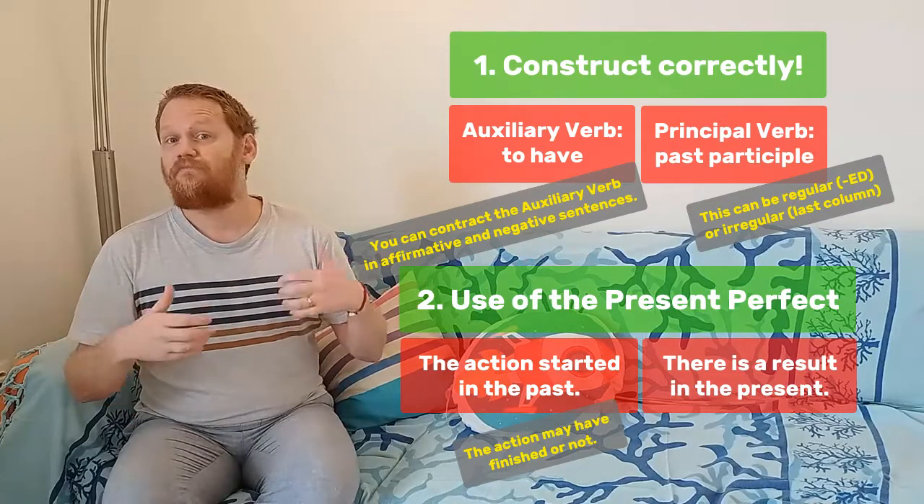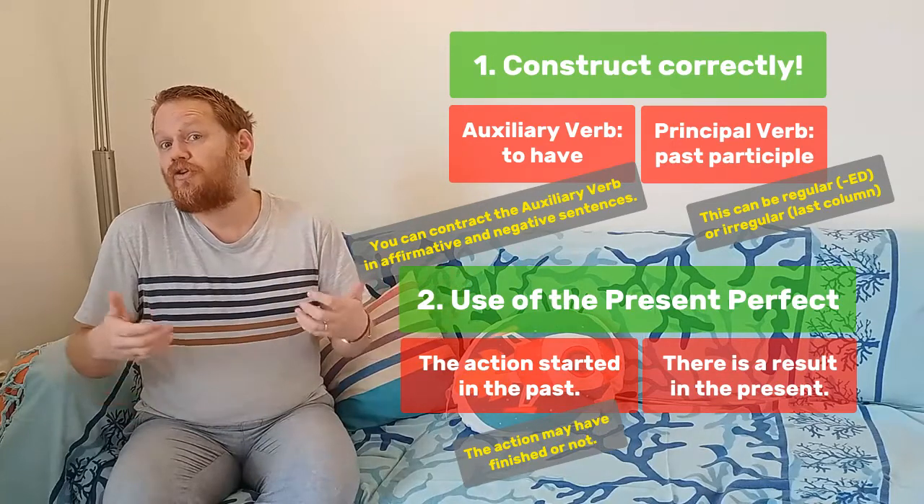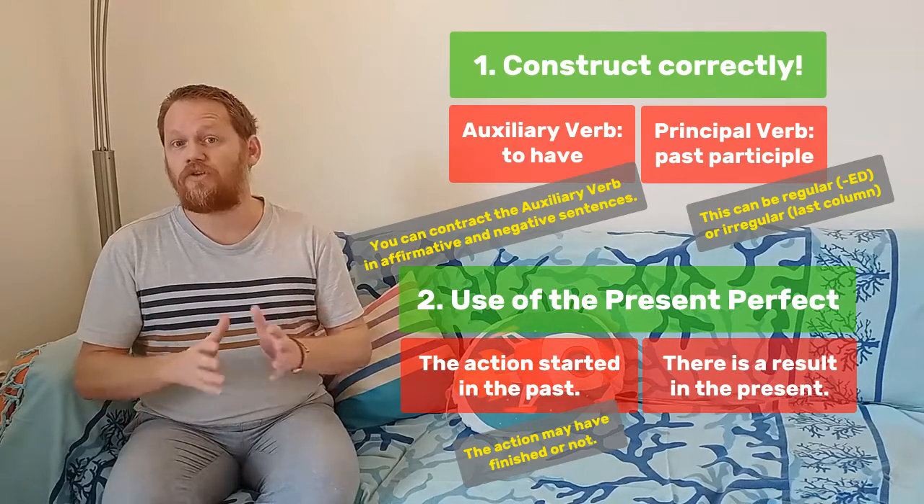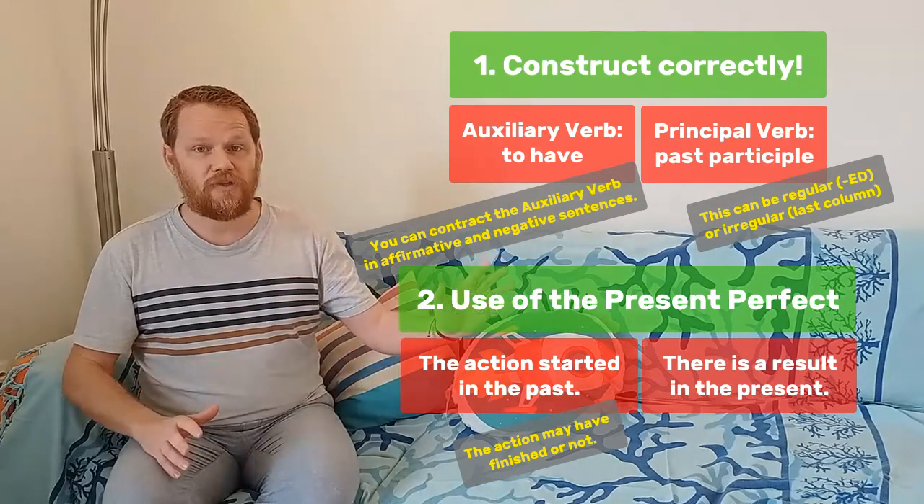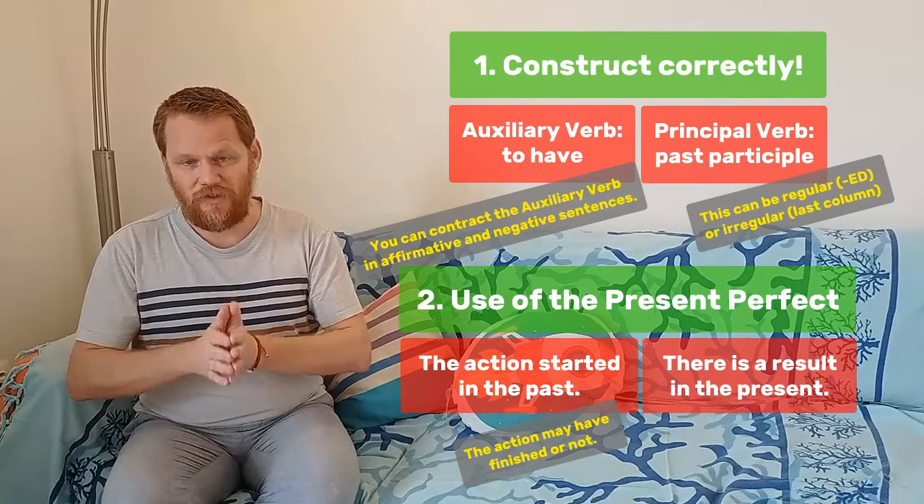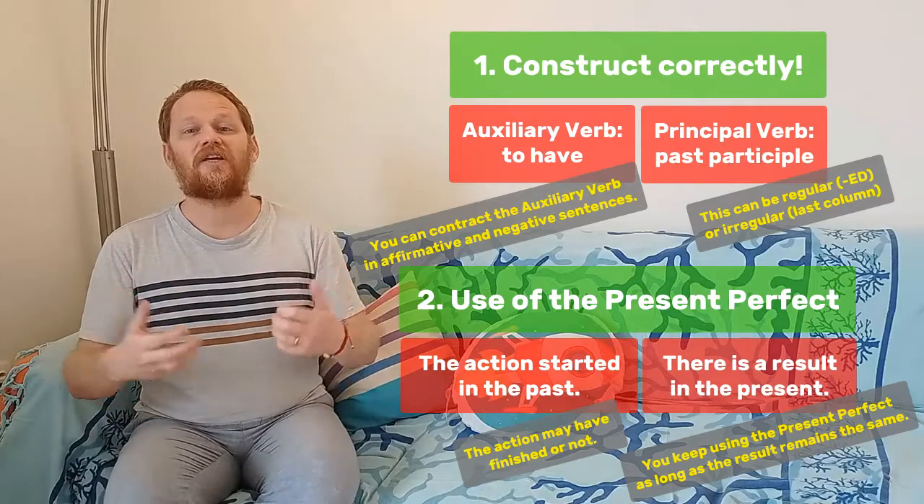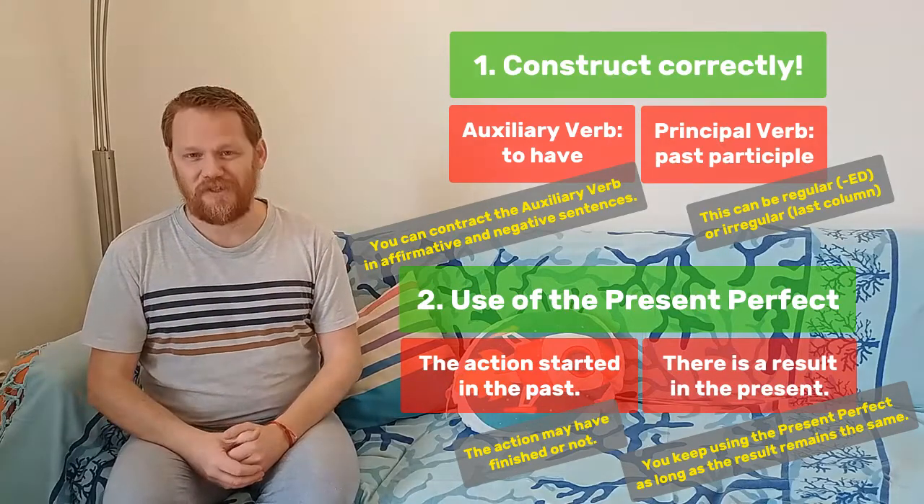The action may have finished in the past or not. That is not important. All right. So the action started in the past and you have a result now. You can keep using the present perfect as long as the result remains the same.